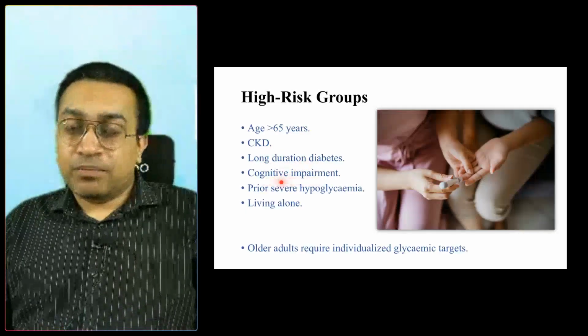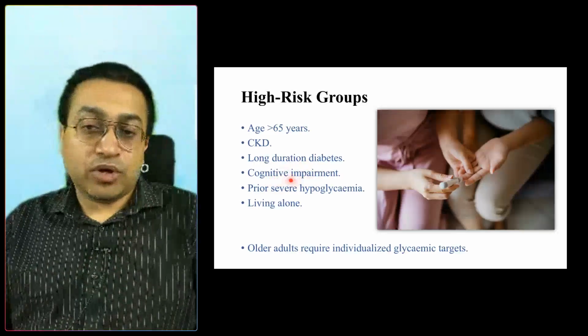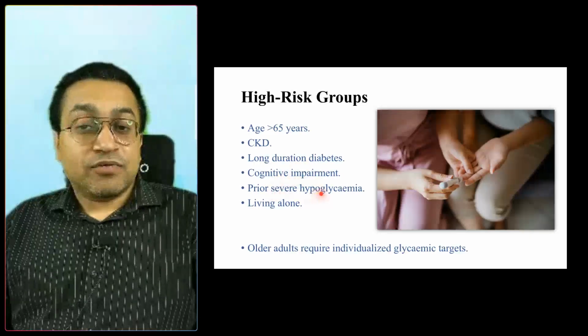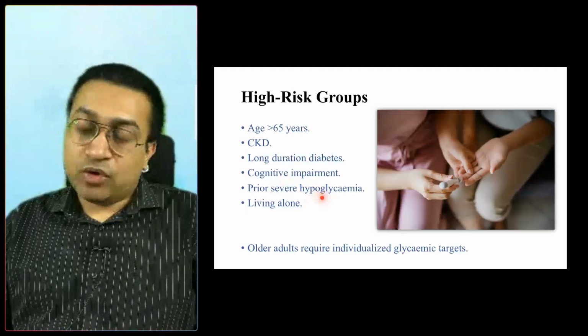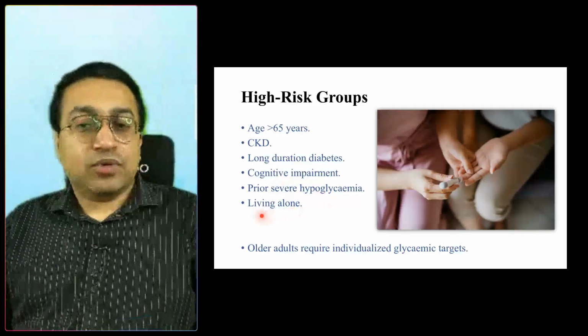Then cognitive impairment, as I discussed, that if there are recurrent hypoglycemic episodes, there will be cognitive impairment. Prior severe hypoglycemic episodes can also predispose to future hypoglycemic episodes. Then, as you know, living alone.